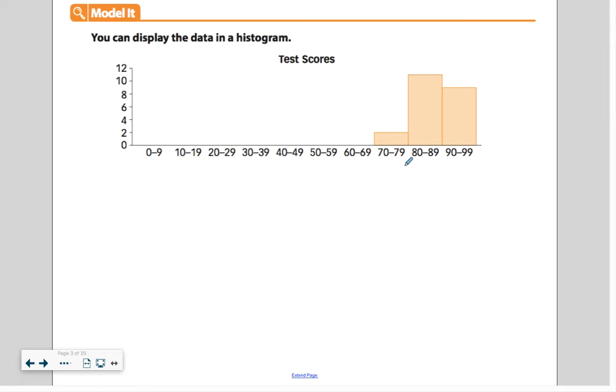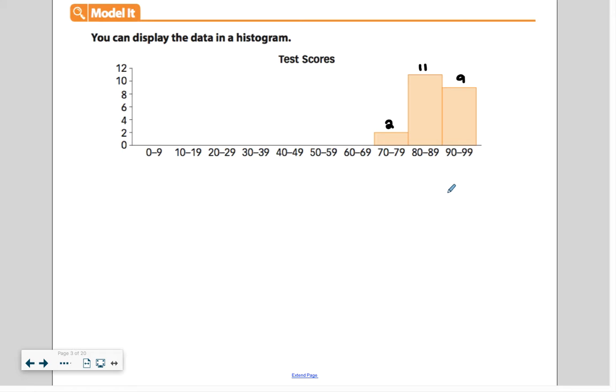Like I can use really any size intervals I want. For this one, I grouped it in groups of 10. But I really can't tell exactly what the scores are, can I? But I can see the frequency. I know that there were 2 people that got between 70 and 79. I know there were, let's see, about maybe 10 or 11. I can't quite tell. 10 or 11 that scored between 80 and 89. And it looks like maybe 9 that scored between 90 and 99. So I can't readily see the actual scores.